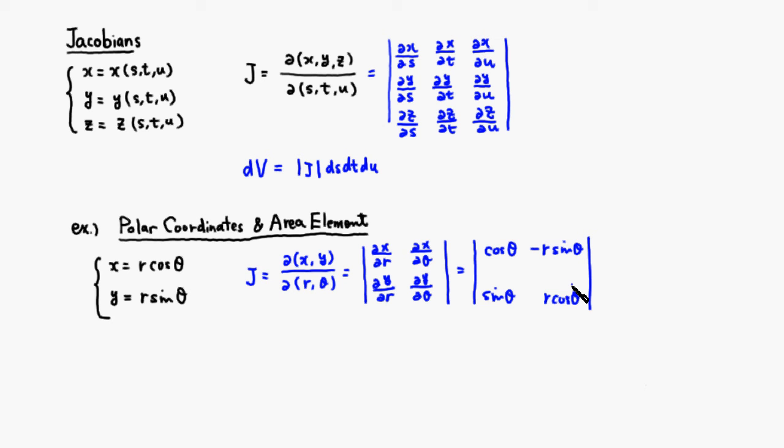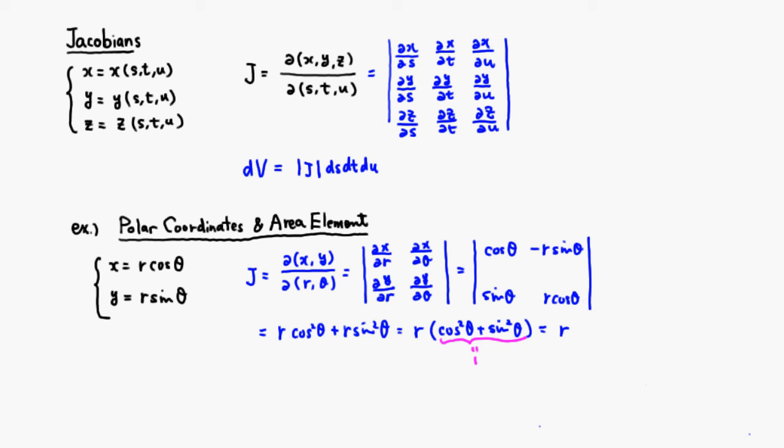Then if you take the determinant, cosine times r cosine theta gives r cosine squared of theta, minus negative, so plus, r sine squared of theta. If you pull out r, you have cosine squared of theta plus sine squared of theta. Since cosine squared plus sine squared equals 1, according to the trig identity, you're going to get r. r is a positive value, so we don't have to worry about taking the absolute value.